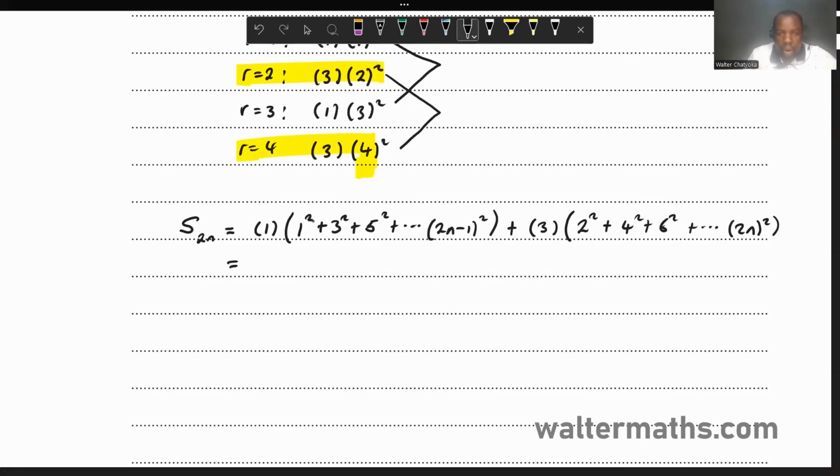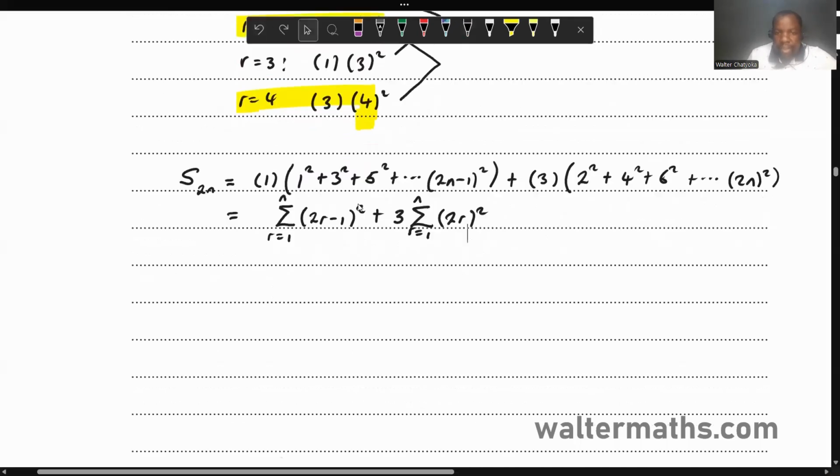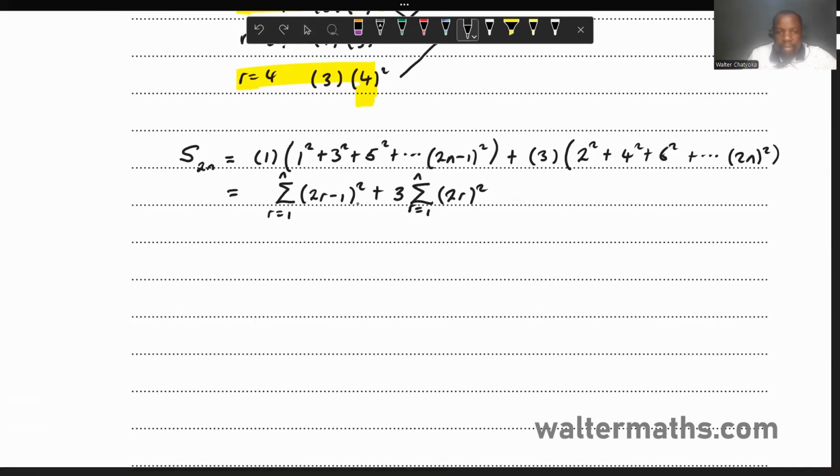So it's one of this series, which is the sum from r equals 1 up to n of terms of the form (2r minus 1) all squared, plus, for this part, 3 of the sum from r equals 1 up to n of terms of the form (2r) squared, taking it from this form here. So this is what we're having, and we can simplify this.